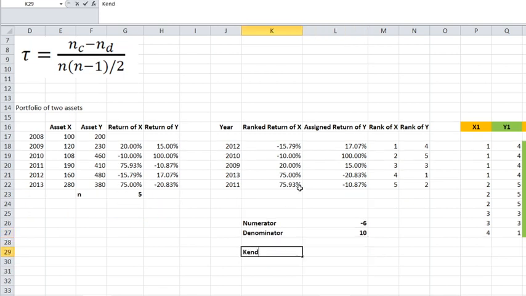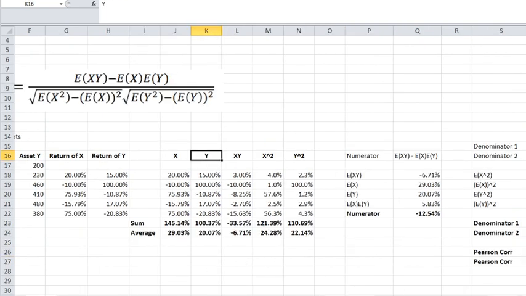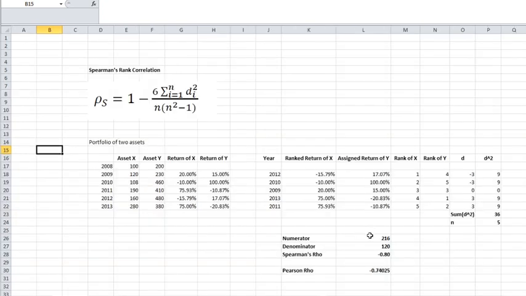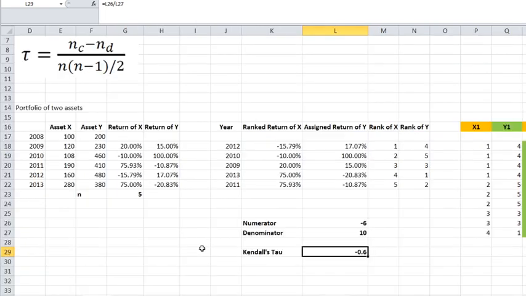Kendall's tau is the numerator divided by the denominator. Kendall's tau is -0.6. For the same data set, if you remember, our Pearson correlation coefficient was -0.74. Our Spearman's rank correlation was -0.8, and our Kendall's tau is -0.6. So they are all negative, meaning that these assets are negatively correlated.